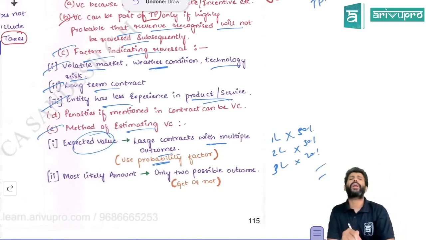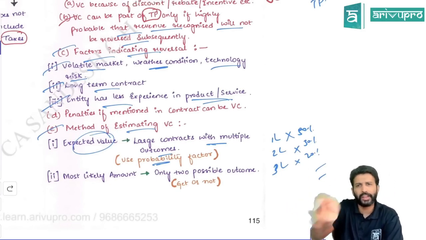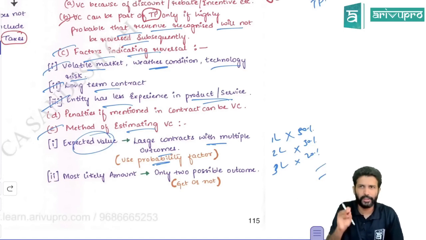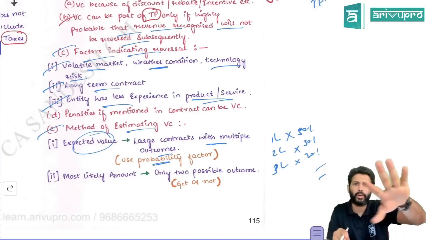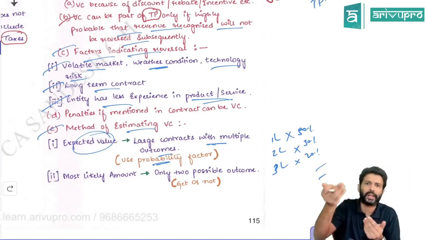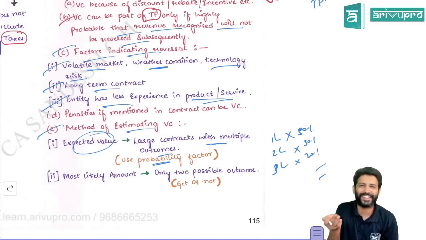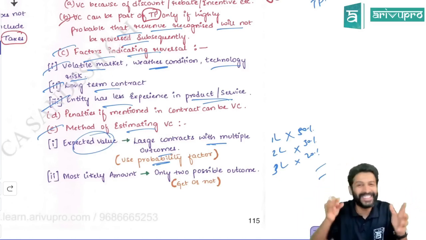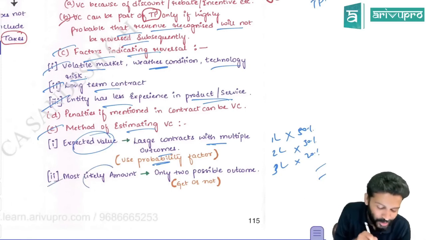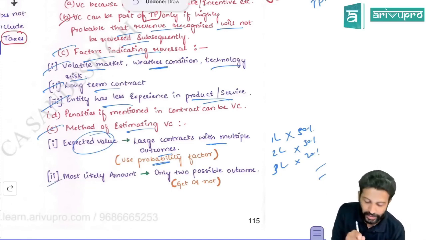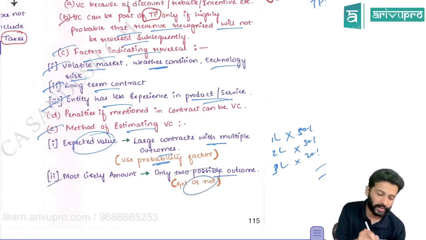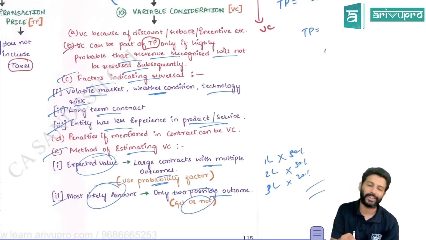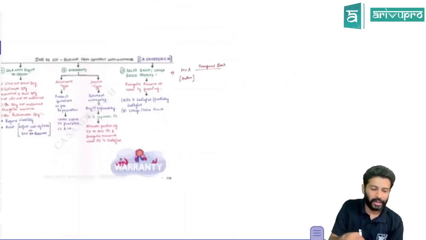Or if the contract has only one outcome, that either you will get everything or you will not get anything. If you achieve the milestone, you will get the full amount. If you don't achieve the target, you will get nothing. It's like our result, either you pass or you fail, nothing in between. If that is the case, we will use the most likely amount. So if you have only two outcomes, whether you will get or you will not get, in that case we will use the most likely amount basis. Okay. That's about variable consideration.